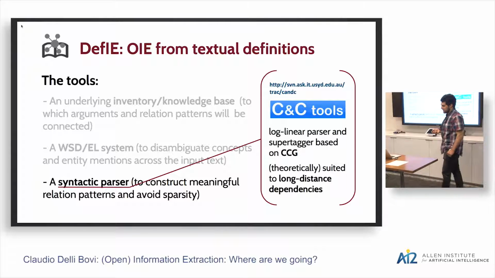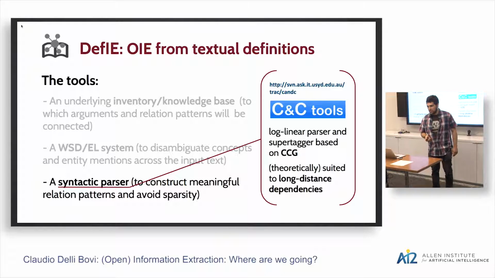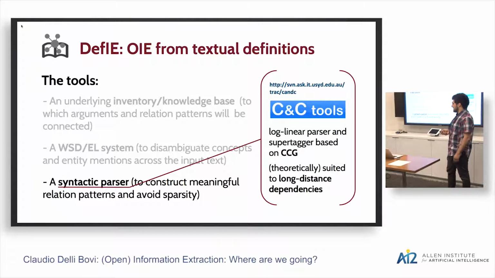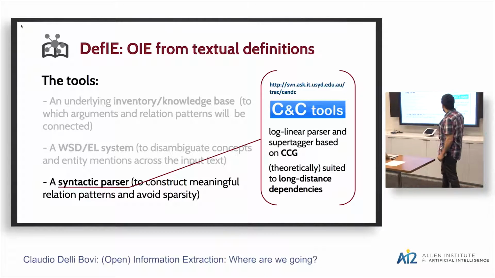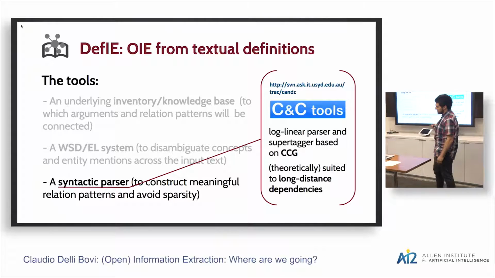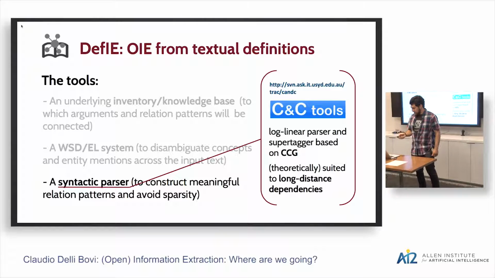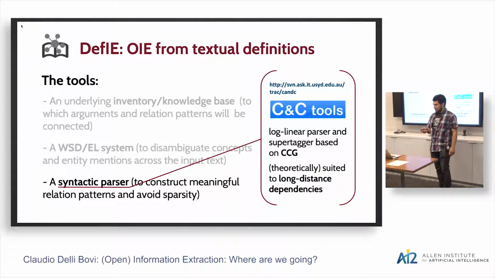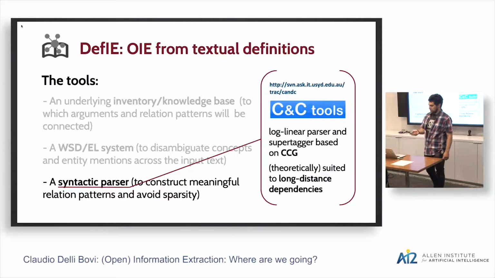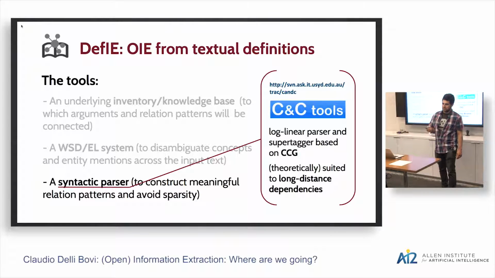I don't know if you're familiar with syntax and syntax-related stuff, but basically this is not really a requirement. You could actually use a normal CFG parser or whatever parser you have, as long as it produces a dependency graph. That's it. But this kind of parser that is trained on CCG grammars, we found out, is suited to long-distance dependencies, and this is actually helpful.